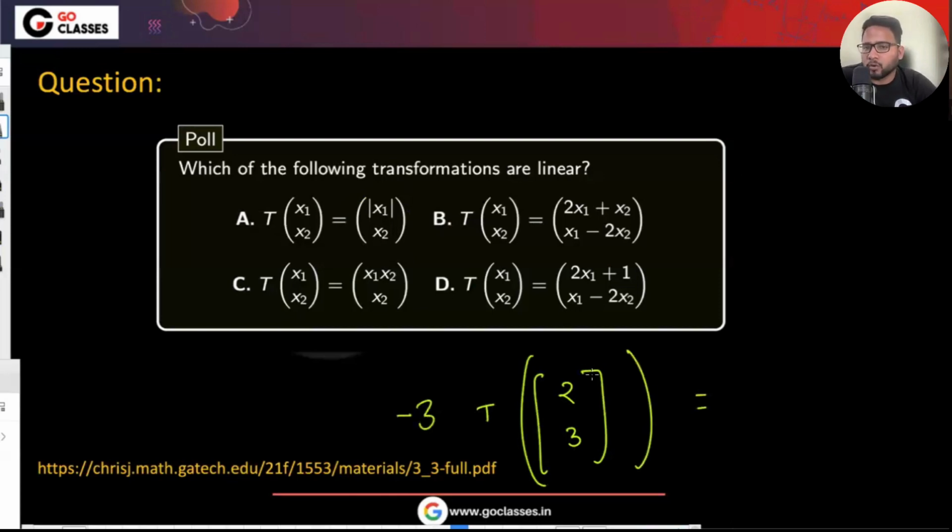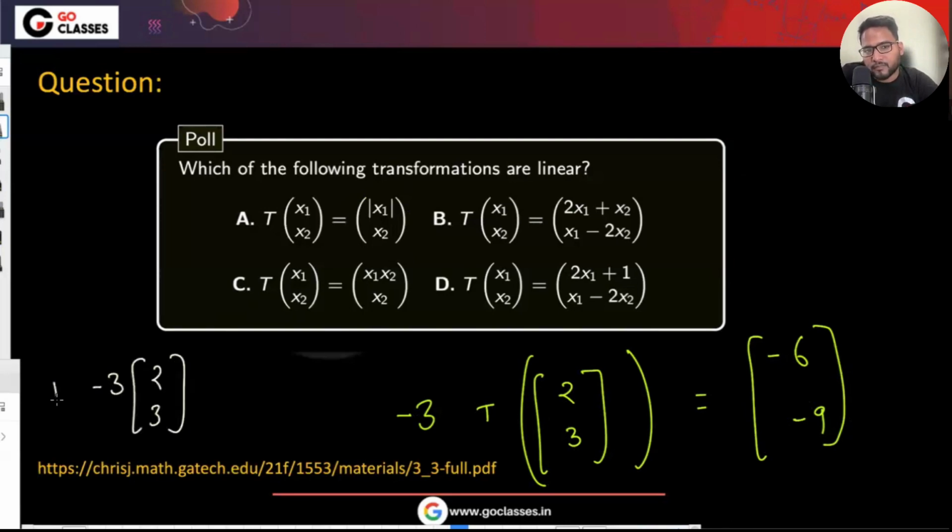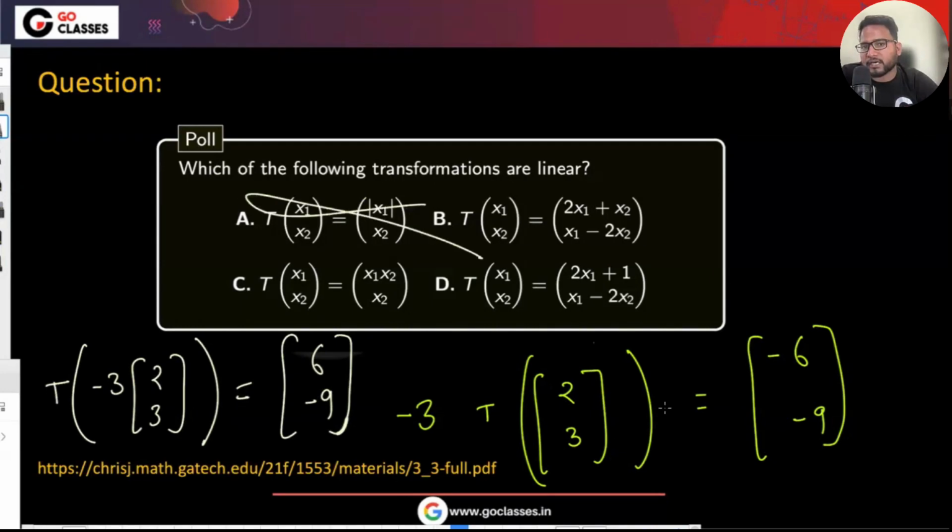What will it be? 2, 3 will be, I think, just 2, 3, and then it will be minus 6 and minus 9. So if you multiply the scalar later on, you will get minus 6 and minus 9. But if you multiply the scalar first, then it is 6 and minus 9. So it is obvious that this is not a linear transformation. Is this okay to everyone?